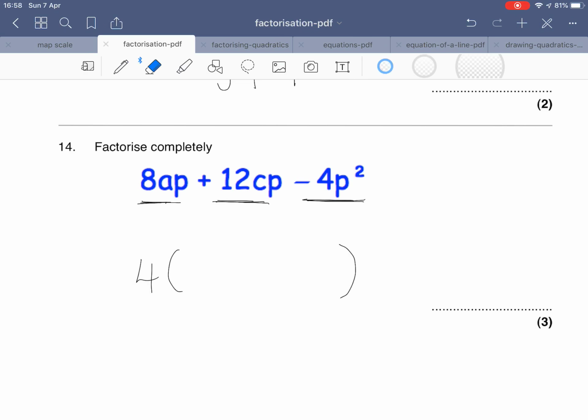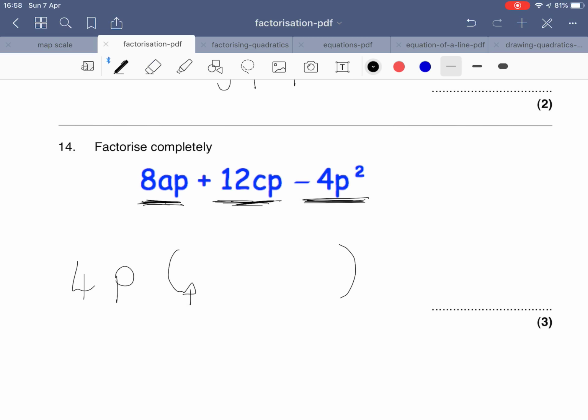Let me move it over a bit because I think we might need some letters as well. So we got 4 on the outside. Now, we'll look at a. There's only an a in the first one, so that's not on the outside. There's a p in all three, though, so that can come on the outside. There's only a c in here, so that can't go on the outside. We need it in all three to go on the outside.